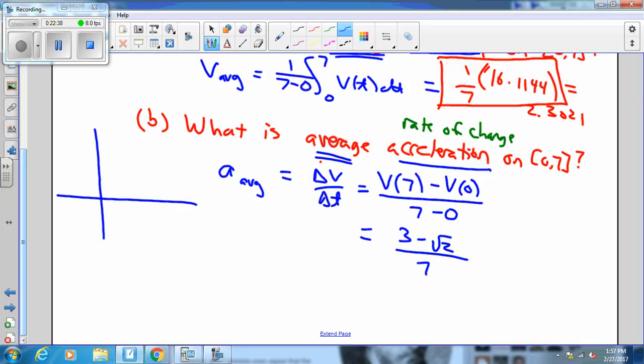Here's the difference in terms of picture. My velocity function looks like this. This is v of t. And what the average height is doing is finding the middle height right here, which is 2.3021. There comes my average velocity. What the average acceleration is doing is finding the slope of the line connecting these 2 points. Right there. So they're asking completely different quantities here. Average height versus average slope.